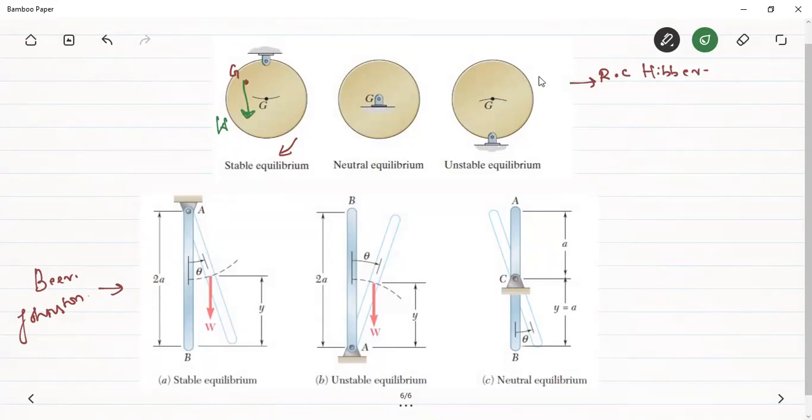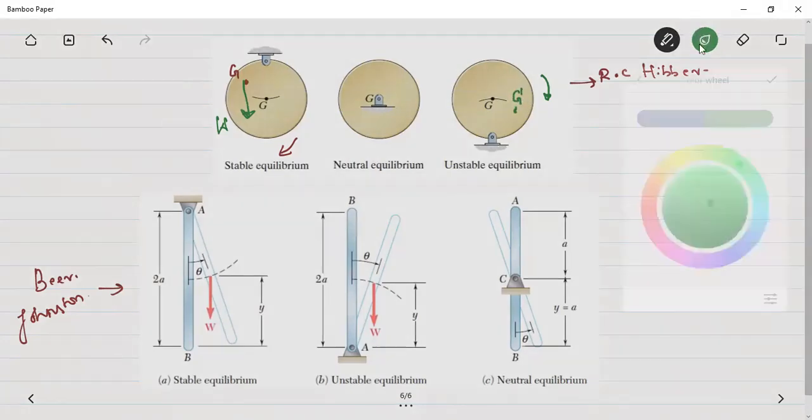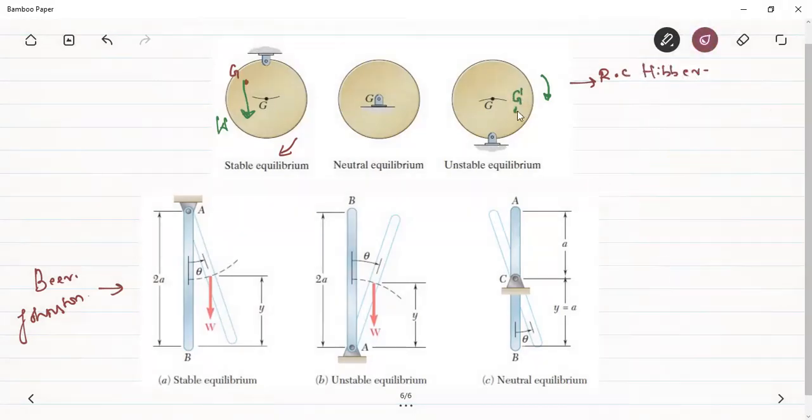Now in the unstable equilibrium, you can see that if we are giving a rotation in the clockwise direction, after some time the center of gravity will shift here, and the weight force will be here. What is the torque provided by the weight about the hinge? The torque provided will also be in the clockwise direction. See here, in this case the displacement was in the clockwise direction, but the torque, that is denoted by I alpha, will be in the opposite direction.